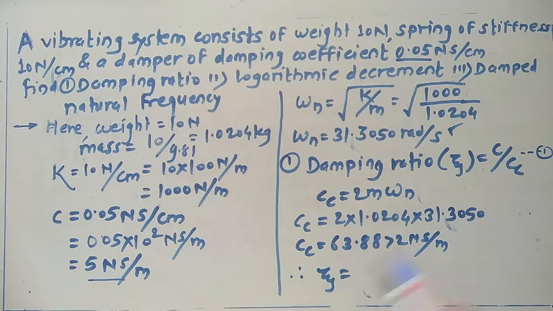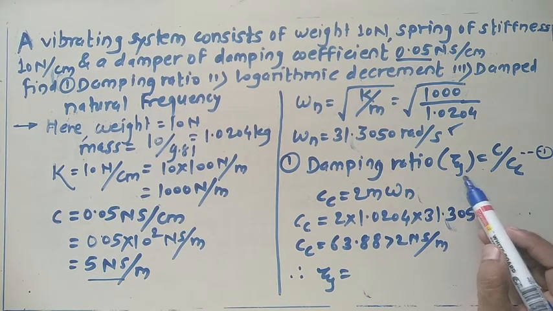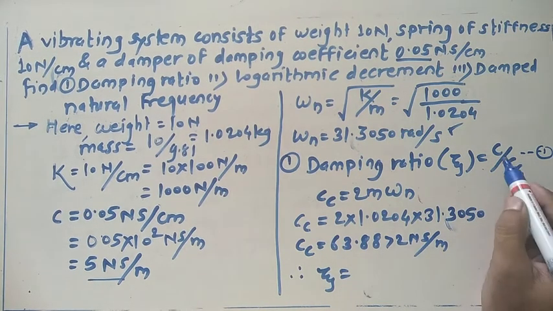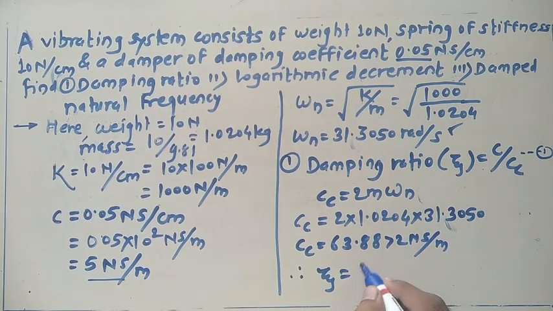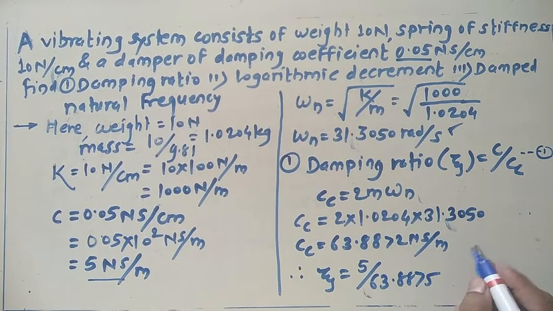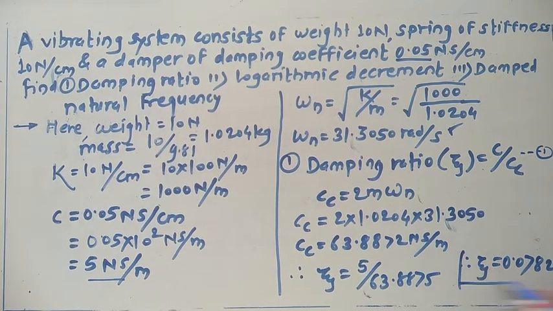Once again, see this zeta term, it is the ratio of C divided by Cc. C is already with us, 5, and Cc already calculated by us is 63.8875. So after calculations, you can get the value for zeta as 0.07826. Okay, this is the answer for the first point.